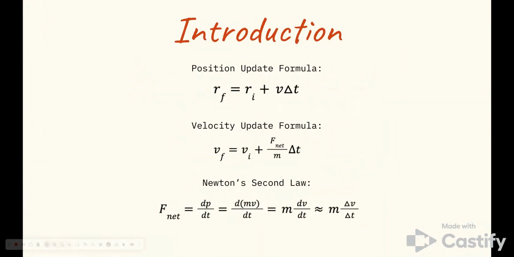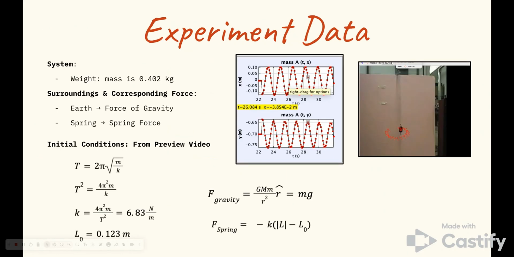This lab is based on the fundamental physical principles of Newton's second law and the kinematic equations for position and velocity. Throughout this presentation, I'll refer to those three formulas. Our prediction is that the computational model would match the actual experimental data, which would prove the conservation of energy. As you will later see, the model was actually very close to the experiment, and the error is likely negligible.